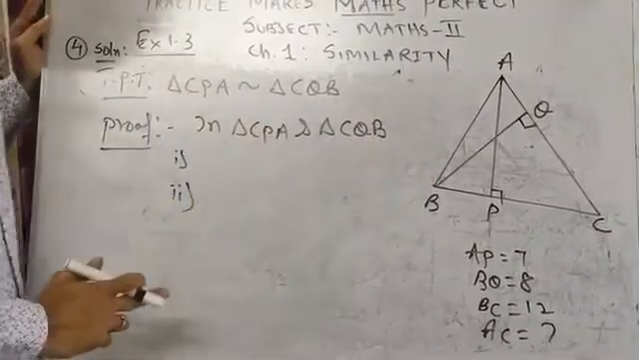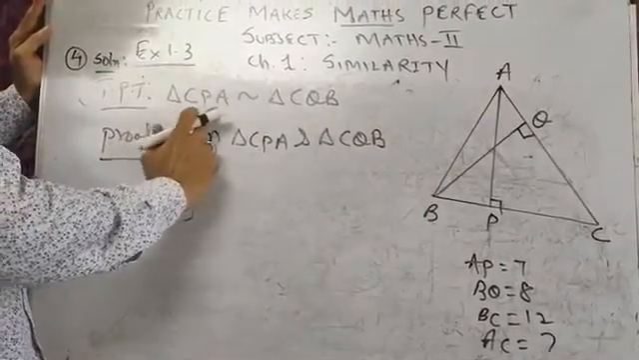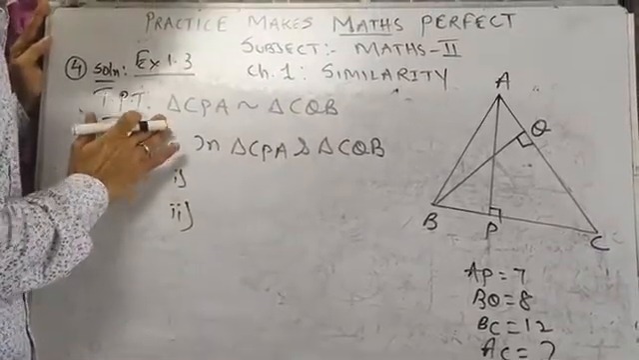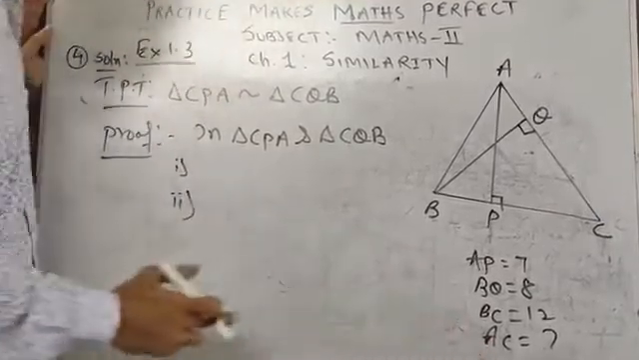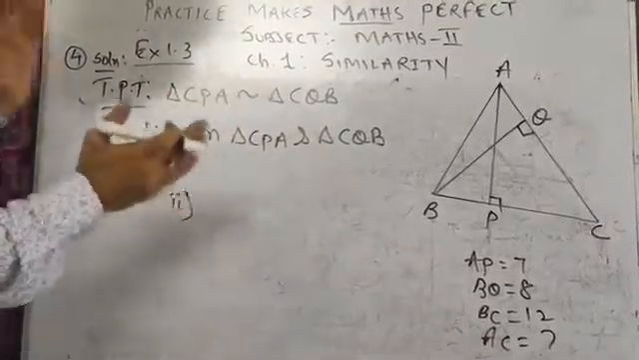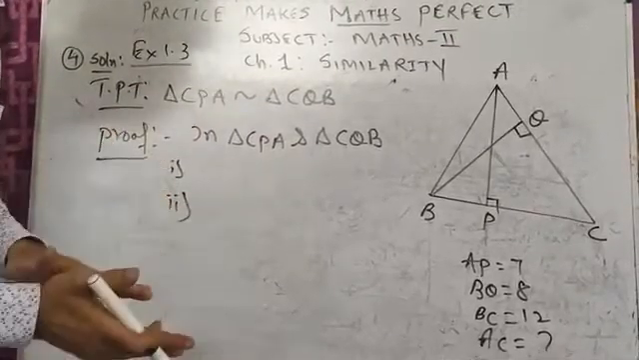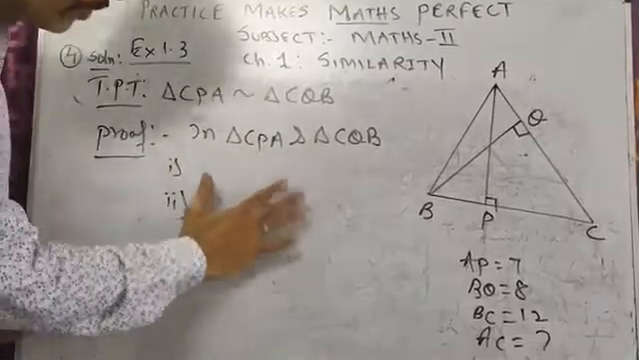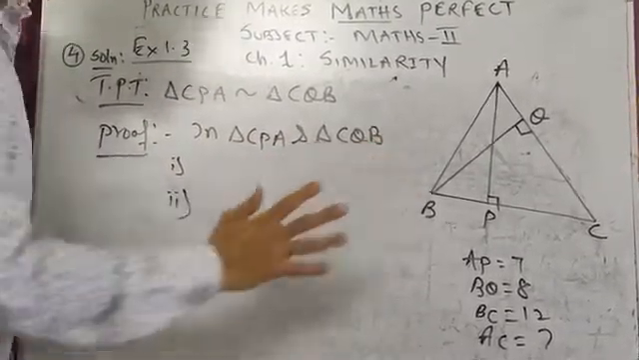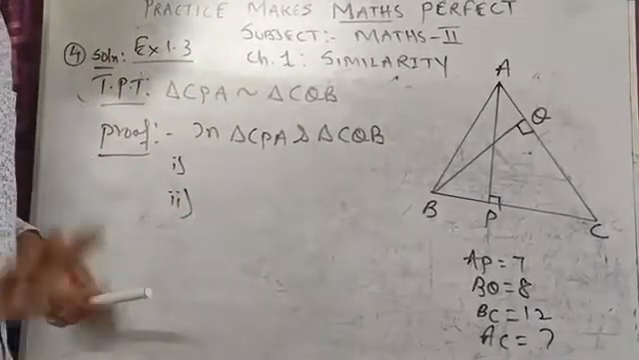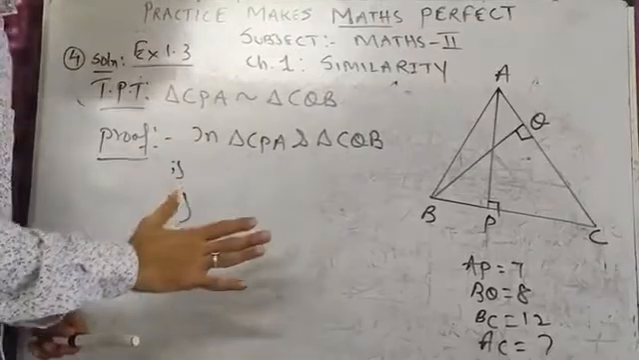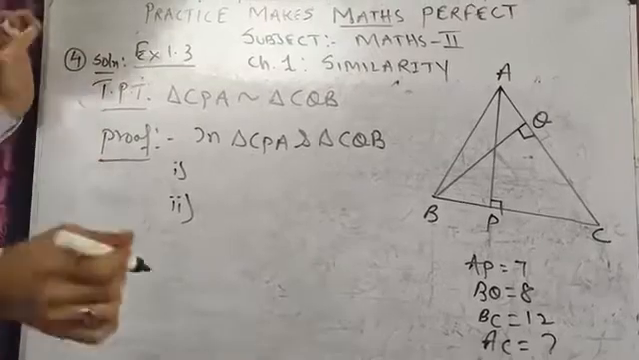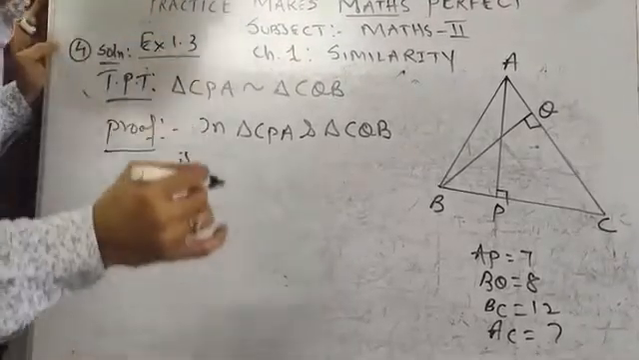Diagram is given to you, and you have to prove that triangle CPA is similar to triangle CQB. When you prove this, then afterward you have to find the value of AC. As you know very well, when two triangles are similar, sides are in proportion. So afterward when we take the sides in proportion, we will get the answer of AC also. So first of all we will prove triangle CPA similar to triangle CQB. For this we need angle test. As I told you, 99% of sums are based on angle test only.